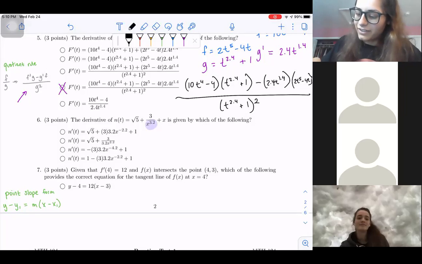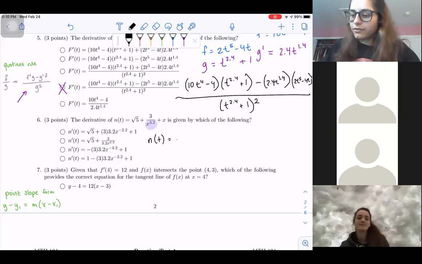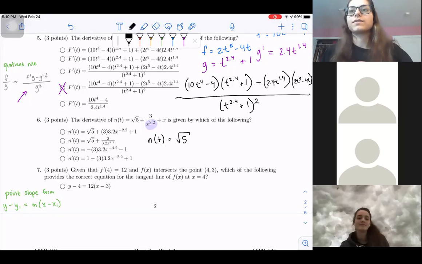So if we just simplify n of t, we can leave the square root of 5. That doesn't have any variables associated with it, right? So that's just a constant. Don't get freaked out by the square root. It's just another number. And we know that whenever we take the derivative of a constant, we have 0, right? So don't worry about the square root of 5. You're going to end up with 0.